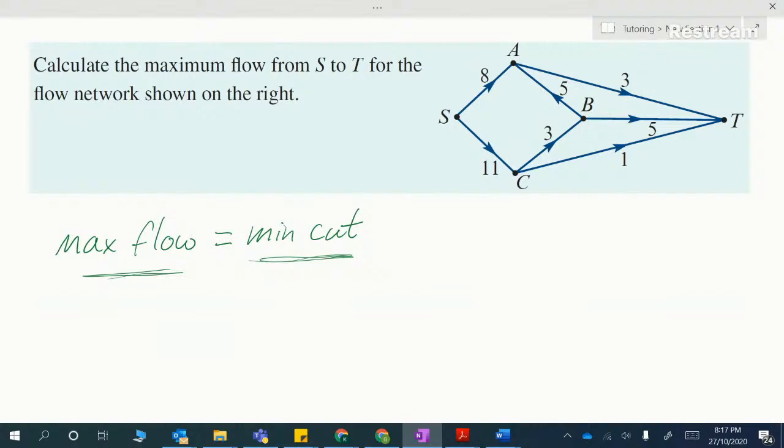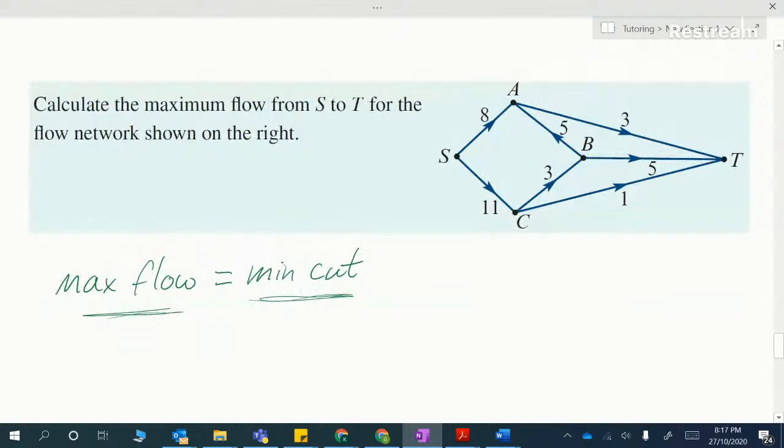but unfortunately with min cut, you can only find it through trial and error, which may be something that you like, but I personally cannot stand using trial and error because I always worry, how do I know that I've actually found the correct answer if I'm just using trial and error? So what I like to do is both and just make sure that they are both equal to each other. Okay, so that's how I like to do it. All right, so I'm going to start with max flow and then I'll show you the min cut.